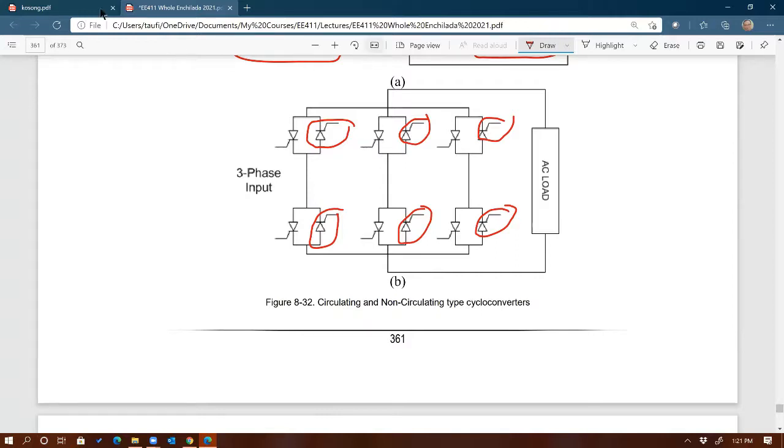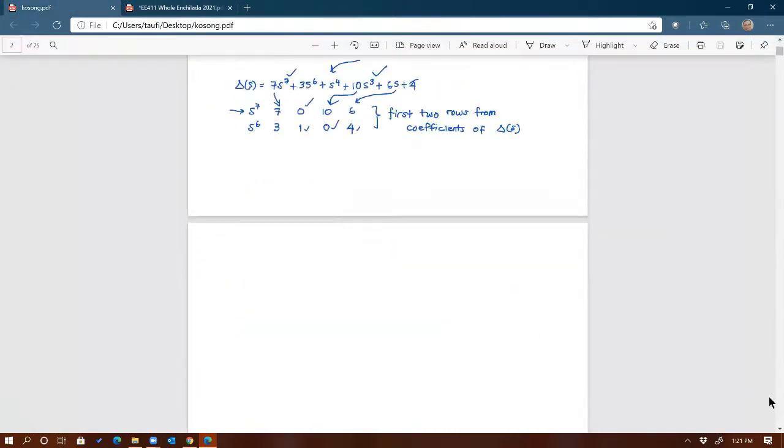But again, I'm not going to ask you to cover this for the final, but I think it's important for you to at least understand the concept behind the cycloconverter. It's clever. How? Like this.